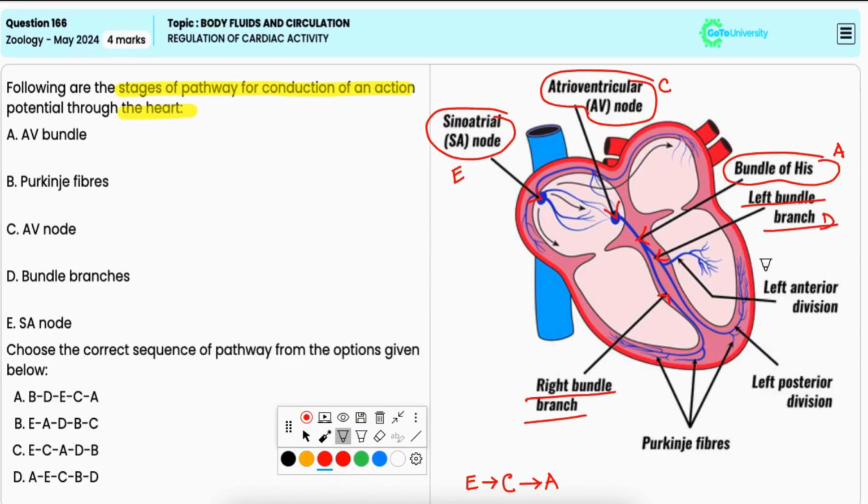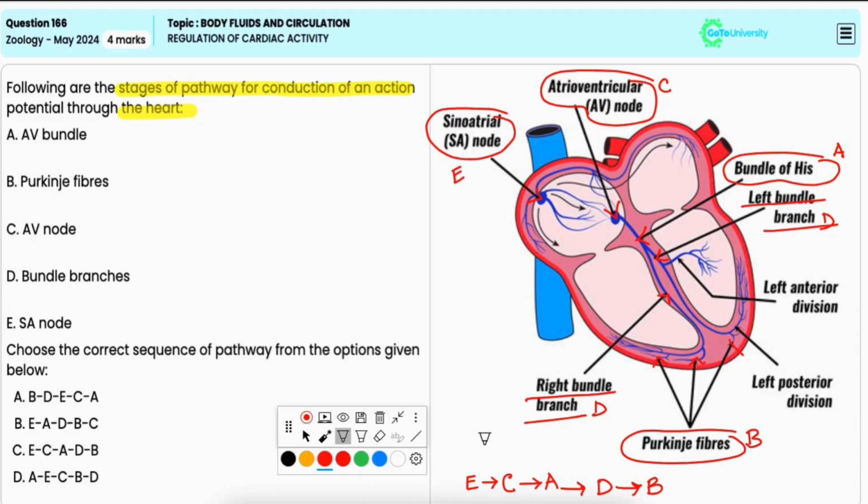And finally, the impulse is distributed to the ventricular muscle by the Purkinje fibers, which extend from the bundle branches. The Purkinje fibers ensure the rapid and coordinated contraction of the ventricles, allowing the blood to be efficiently pumped out of the heart to the lungs and the rest of the body.